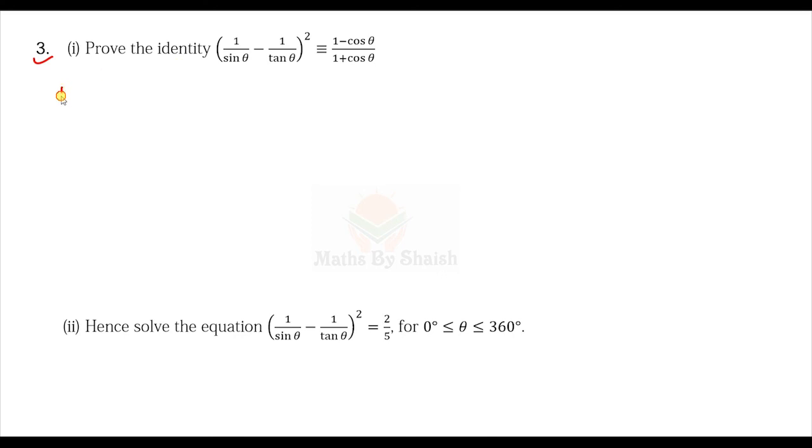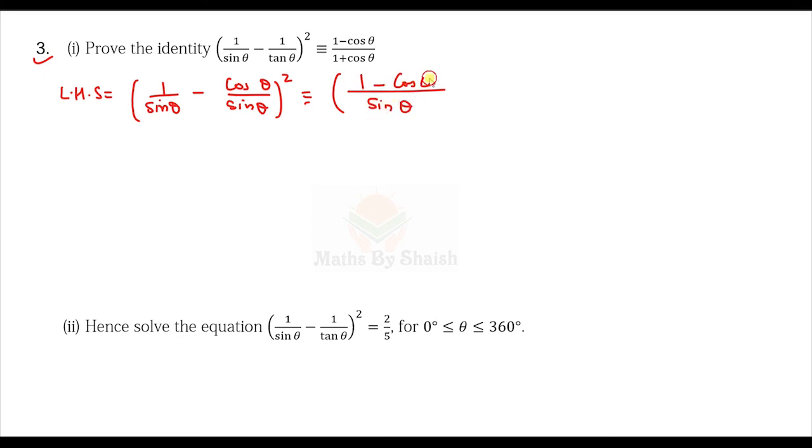Left hand side will be (1 over sin theta minus 1 over tan theta) whole square. I am using tan theta is sin over cos, so 1 upon tan theta would be cos theta over sin theta, and whole square. This is going to be equivalent to sin theta common, and it is (1 minus cos theta) whole square. And now I am going to distribute this power to the numerator and denominator. It would be (1 minus cos theta) whole square, and next in the denominator we'll get sin square theta.